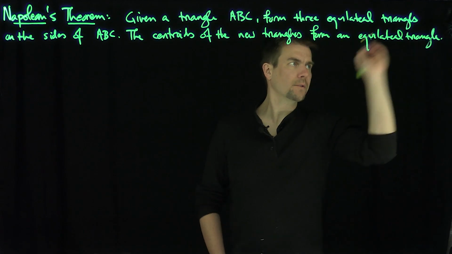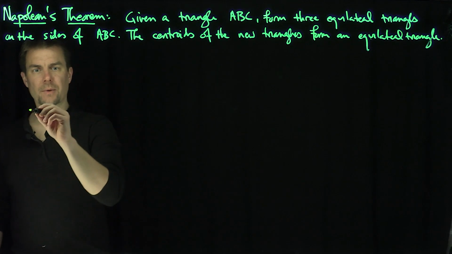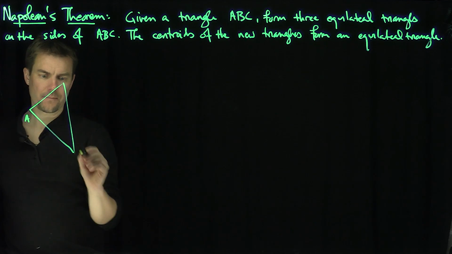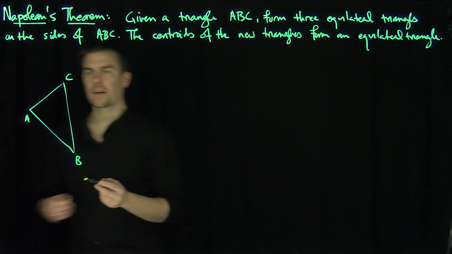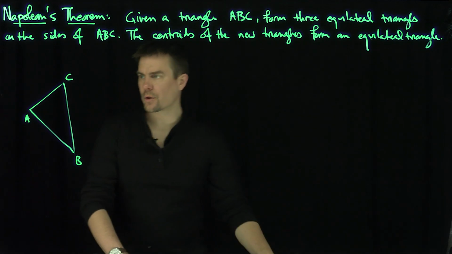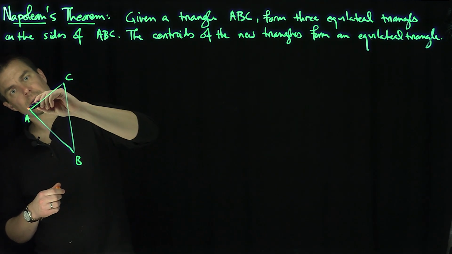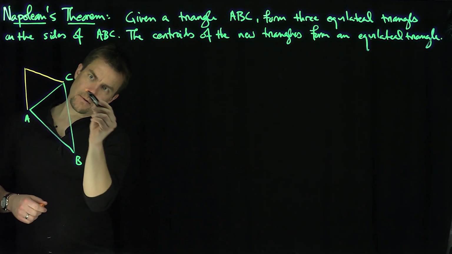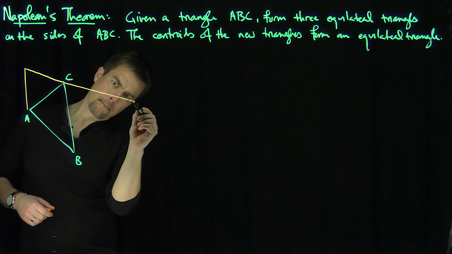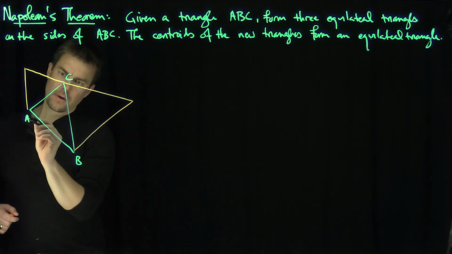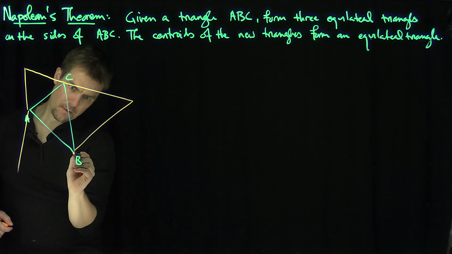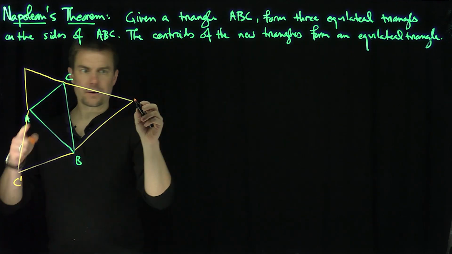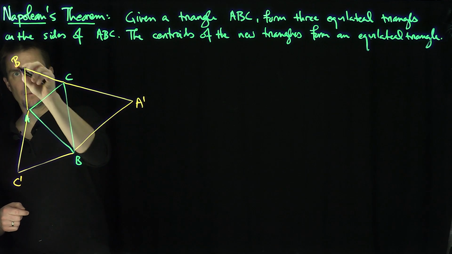That's a lot of words, but let's actually draw a picture. So here's my triangle. This is my A, B, and then C. That's my original triangle. Then I'm going to draw equilateral triangles on all the sides, like that, and then like that. This point over here is going to be C prime, this point is going to be A prime, and this point is going to be B prime.